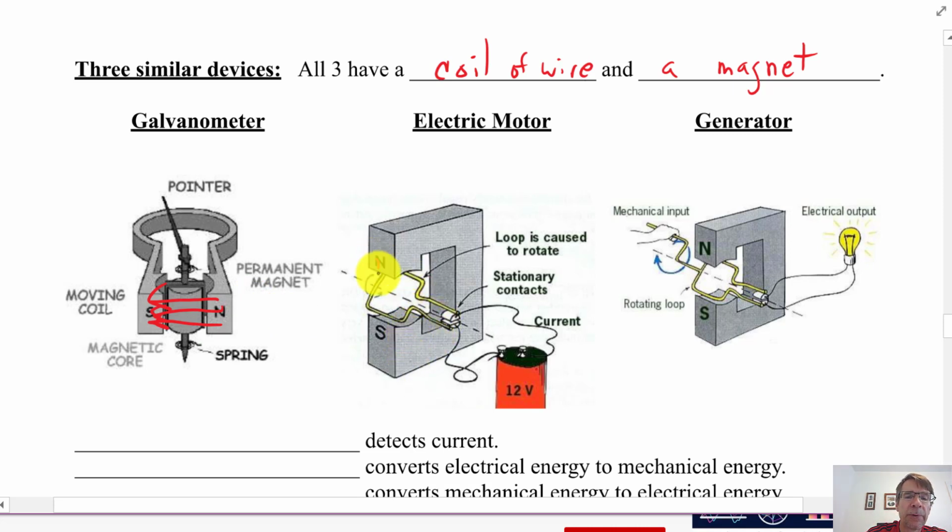You have a north pole and a south pole, so you have a magnetic field that goes down this way because of the permanent magnet there. It's a horseshoe magnet, basically.